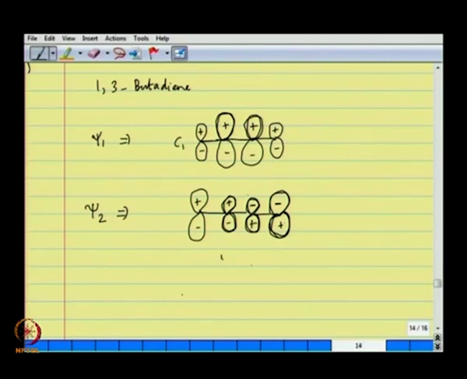Therefore, you see that the wave function changes sign from this p 2 orbital to this p 3 orbital, carbon 3 p orbital, carbon 2 p orbital. Therefore, the wave function goes through a node, and the plane that separates carbon 1, carbon 2 from carbon 3 and carbon 4 is called a nodal plane.